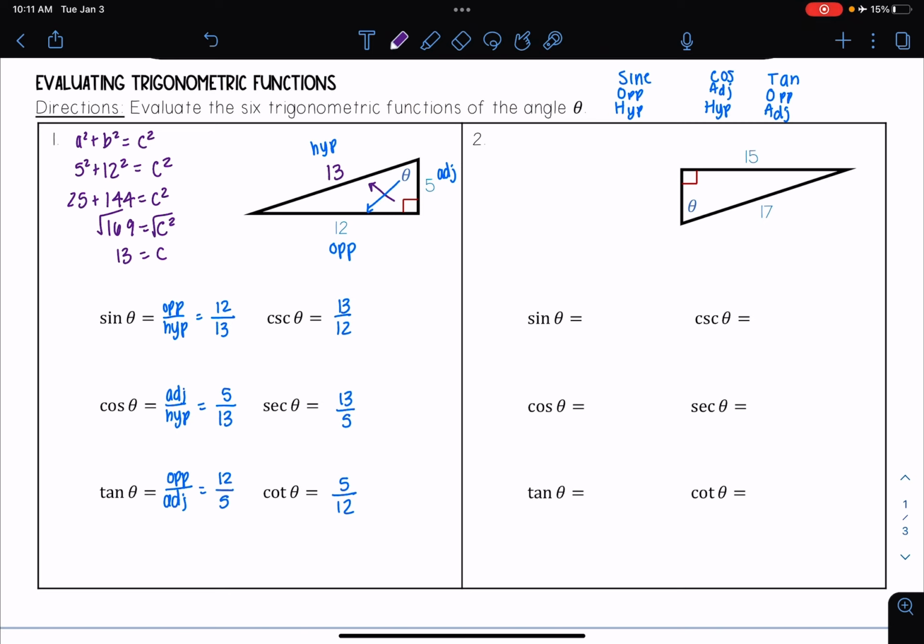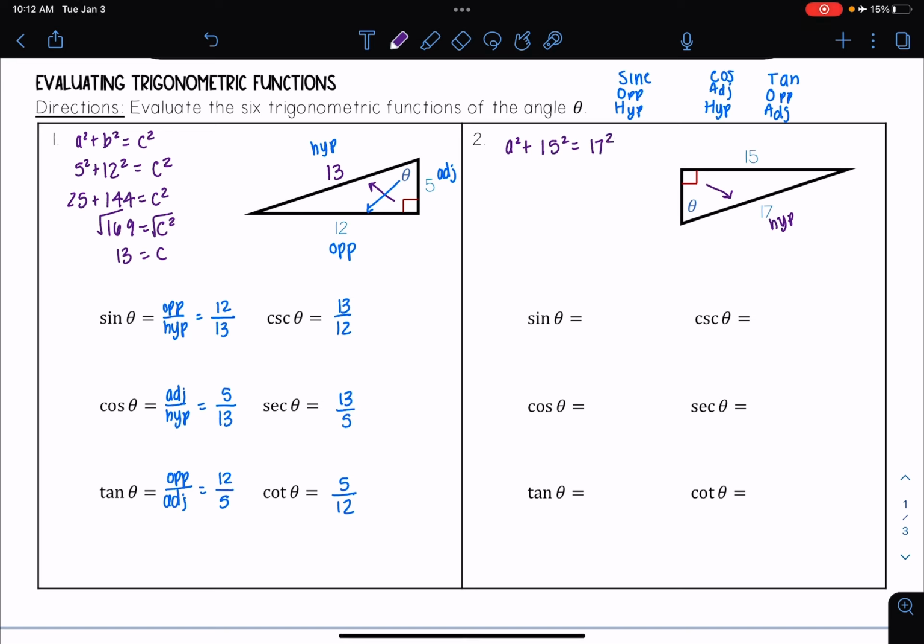Okay, let's go through another one. So here I have the sides 15 and 17. I see that 17 is opposite of my right angle, so it's going to be my hypotenuse. And I just need to figure out what this other leg is. So this time I'm given the hypotenuse, but I need to figure out a leg. So I want to have a squared plus 15 squared is equal to my hypotenuse squared, which is 17.